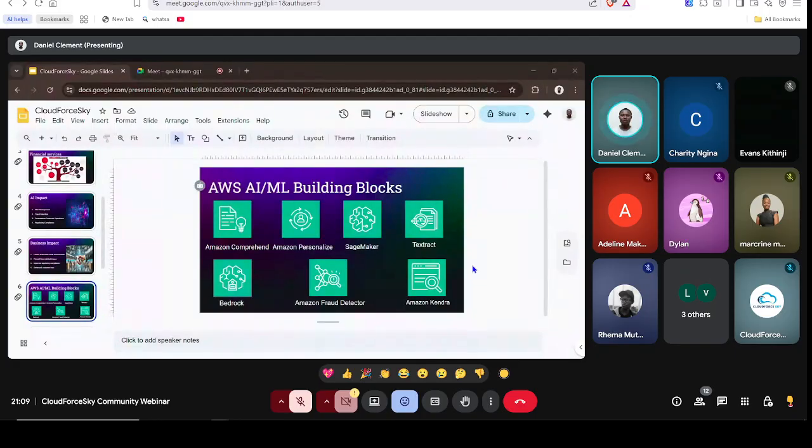And also our famous SageMaker. So SageMaker is used to train, to build, to deploy a machine learning model at scale, at any scale you want, just that you'll be paying for it. And unlike, let's say, Bedrock, you have the liberty to customize your own model.